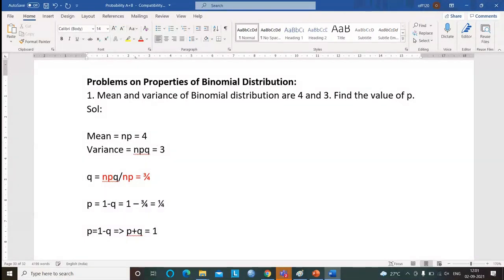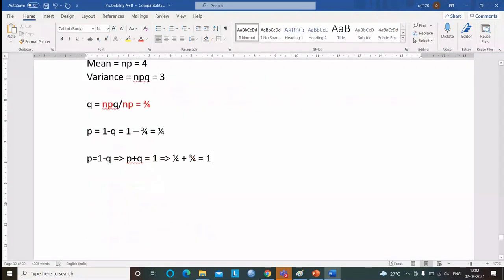The P value is 1 by 4 plus 3 by 4. Once we take the LCM, we get 4. Adding the numerators, 1 plus 3, 4 by 4 is equal to 1. Or 0.25 plus 0.75 is equal to 1.00. Total probability is equal to 1. Our answers are correct. Let us take one more example for clarity.